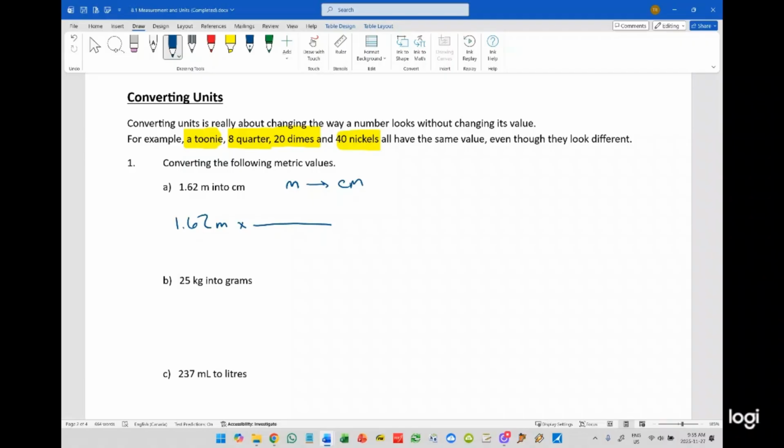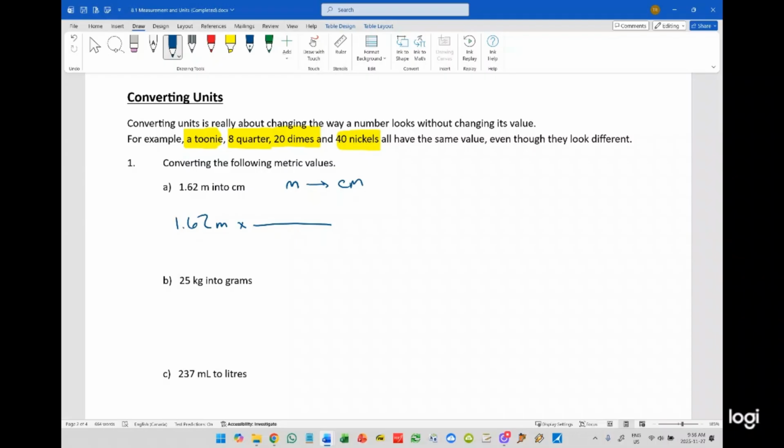Now you probably are aware that the only thing you can ever multiply a number by and still get it to be the same value is 1. That makes sense. 5 times 1 is 5, 8 times 1 is 8, and so on. Which means that if I want this answer to be equivalent to 1.62 meters, this fraction better be equal to 1. And fractions are equal to 1 when the top and bottom values are equivalent.